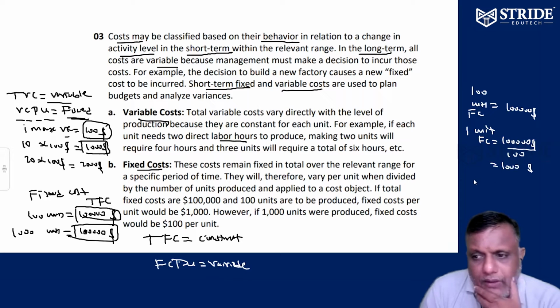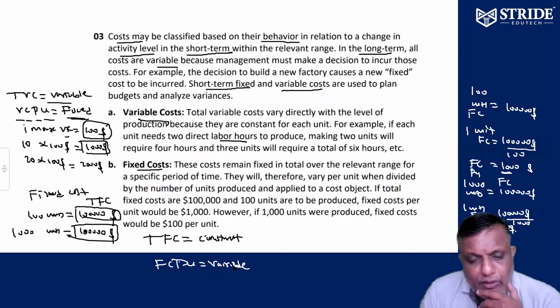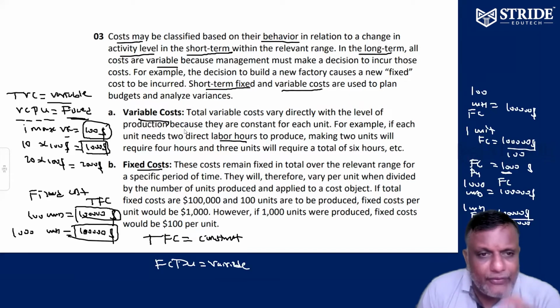Next, suppose you are producing 1,000 units. What is fixed cost? Same $1 lakh. What is 1 unit fixed cost here? $1 lakh by 1,000, that is going to be 100. So fixed cost per unit changes. Fixed cost per unit is variable, total fixed cost is constant, variable cost per unit is fixed, total variable cost is variable. So functional wise, cost can be categorized into variable and fixed.